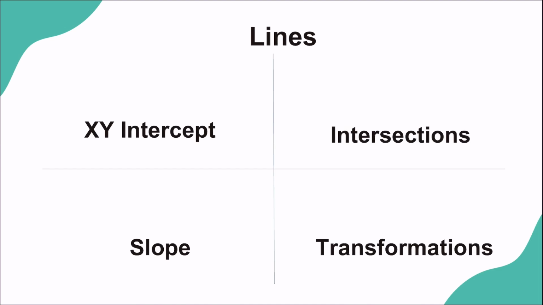So starting with lines, the four things that Desmos is really going to help us with are x and y intercepts, finding slope, finding intersections between two lines, and transformations. So these are actually going to cover a lot of questions on the SAT, and we're going to go through a few examples here.